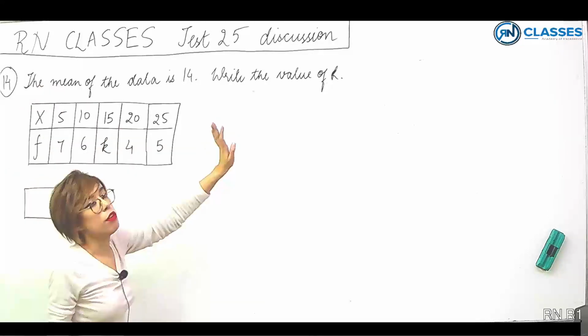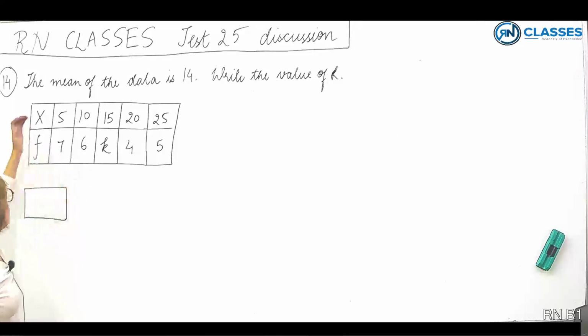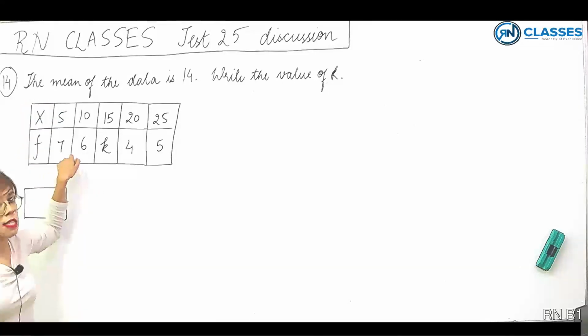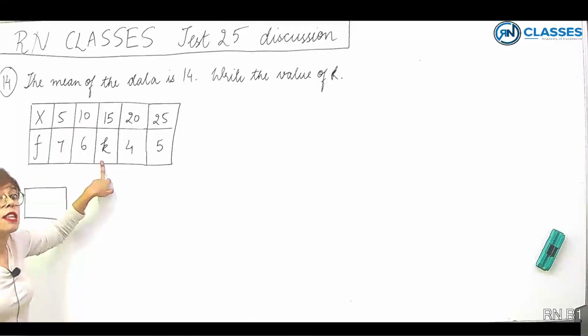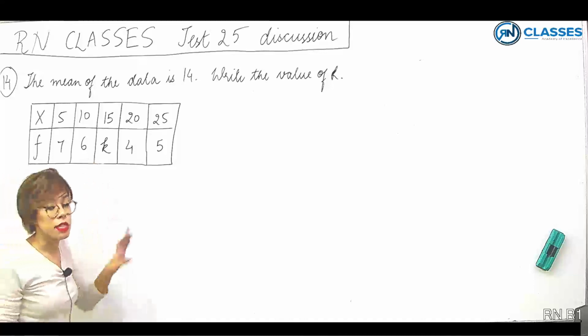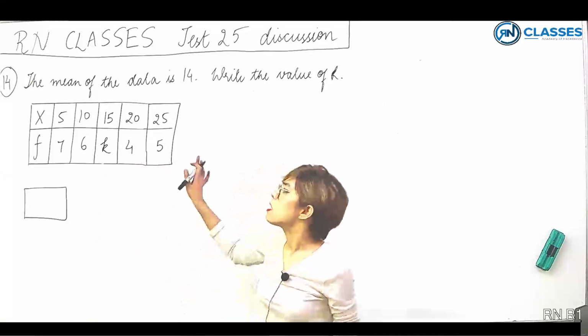We need to find the value of k. Now, mean is given. So, basically, I have the observation and the corresponding frequency: 5 has frequency 7, 10 has frequency 6, 15 has frequency k. I need to find this frequency. Now, mean is given of this data.